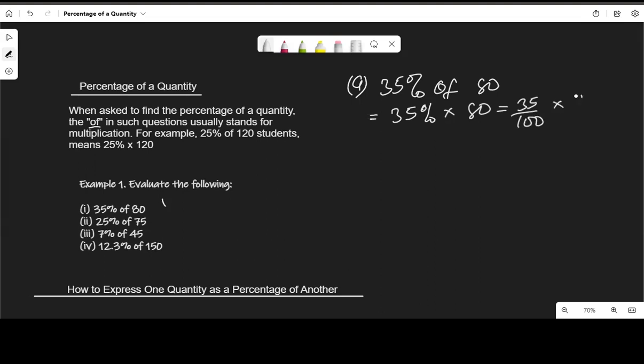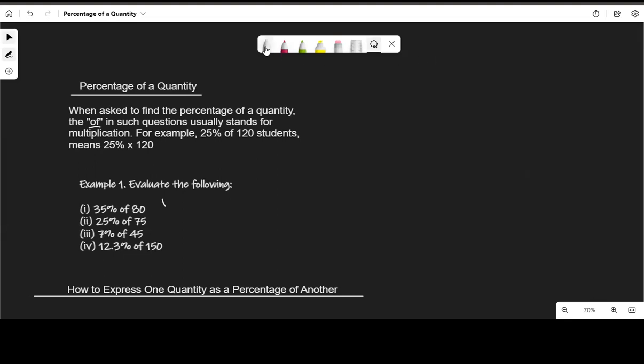Then multiply by 80. This 0 will cancel this 0. So we reduce this. There's a factor between 10 and 8, and that factor is 2. 2 here, 5. 2 here, 4. 5 here, 1. 5 here, 7. We have 7 times 4, which is 28, which means 35% of 80 is 28. That is it for question A.